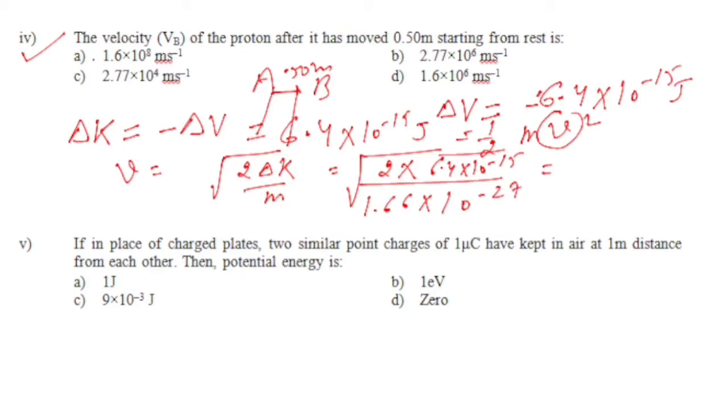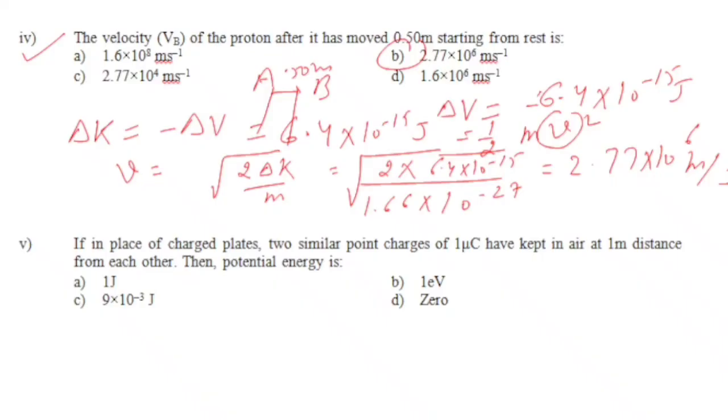Which option is correct? A is 1.6 into 10 to the power 8 meter per second. Second one is 2.77 into 10 to the power 6 meter per second. Third one is 2.77 into 10 to the power 4 meter per second. And fourth one is 1.6 into 10 to the power 6 meter per second. So after solving, which option is correct? Yes, option B is correct, 2.77 into 10 to the power 6 meter per second. Hope all of you have got this answer. It's clear to all of you?